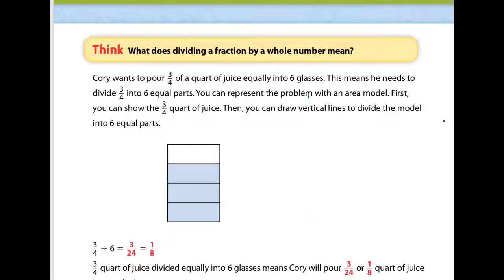Okay, so it says, Corey wants to pour 3/4 of a quart of juice equally into 6 glasses. This means he needs to divide 3/4 into 6 equal parts. So let's stop there for a second.